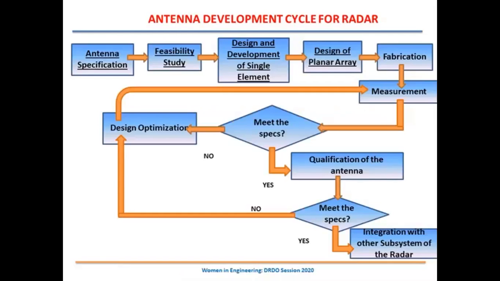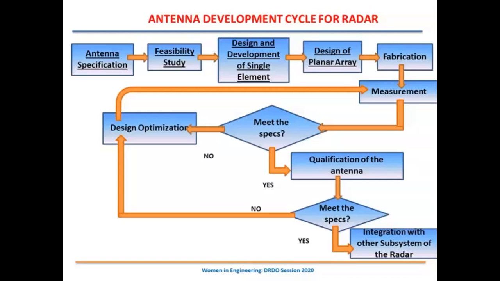Those specifications basically are gain, what is the beam width requirement, what is the side lobe requirement, what is the polarization of the antenna, and what is the return loss requirement. All of those come as a specification to the antenna. As an antenna designer, size and weight are also critical.